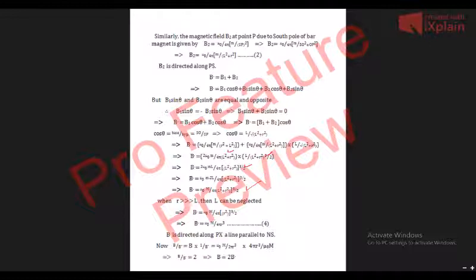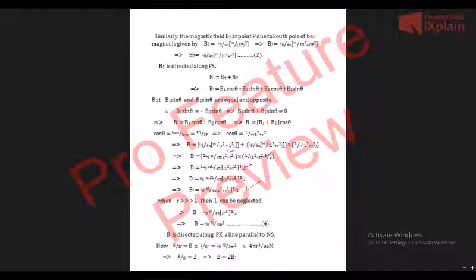When R is very, very large compared to L, then L can be neglected, and B dash will be equal to mu naught M upon 4 pi (R square) raised to power 3 by 2. The 2 and the square will cancel. So we will ultimately get B dash is equal to mu naught M upon 4 pi R cube. So B dash is directed along PX, a line parallel to NS.